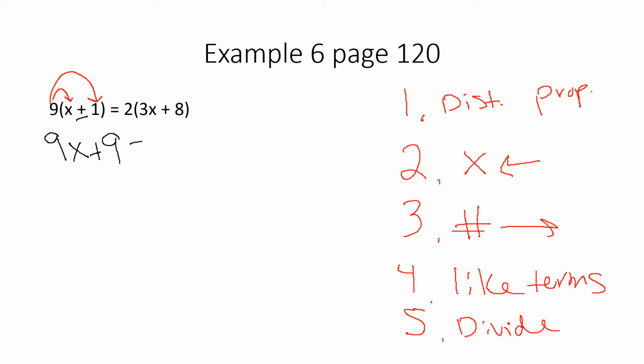Then we have to do the same thing on the other side of the equal sign because I can't add this. They're not like terms. So I'm going to distribute this in. 2 times 3x is 6x plus 2 times 8 is 16. So we're going to add in this distributive property step, which we have to do because of those parentheses. All right, that step is done.